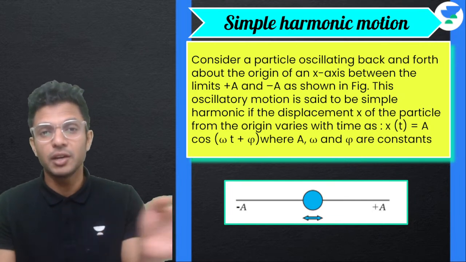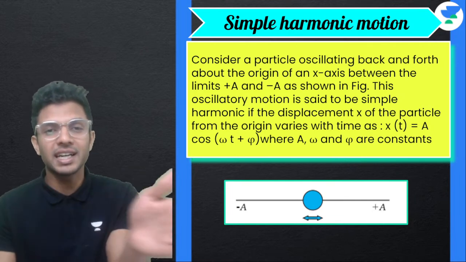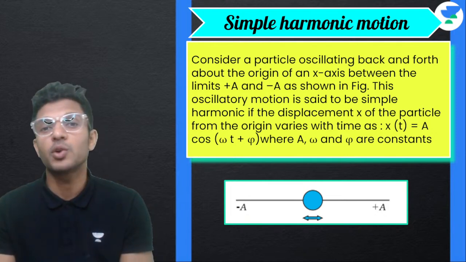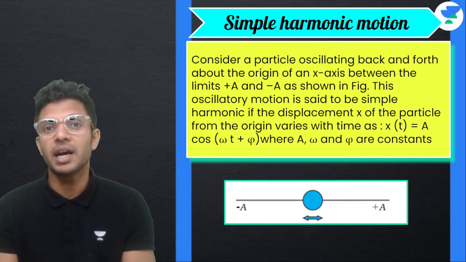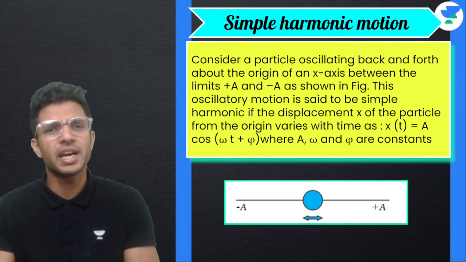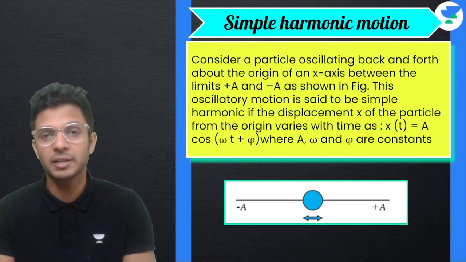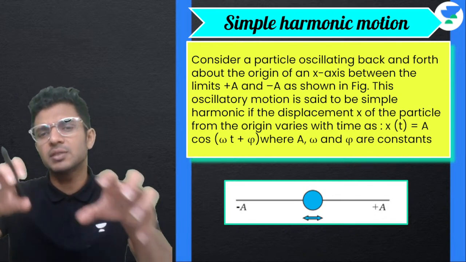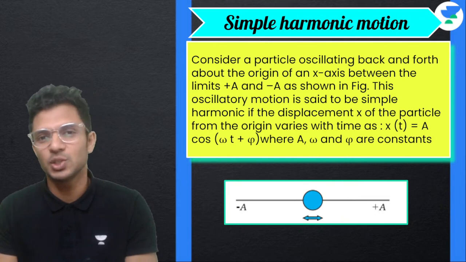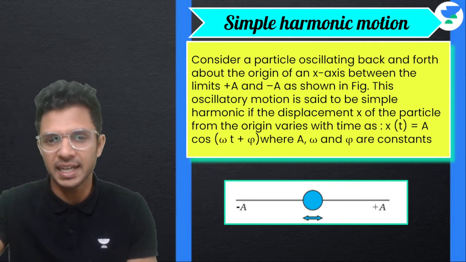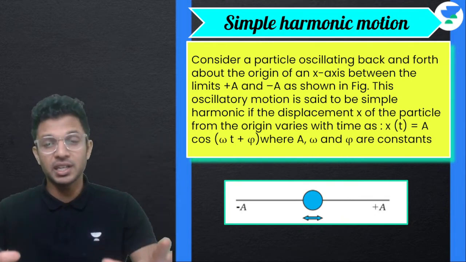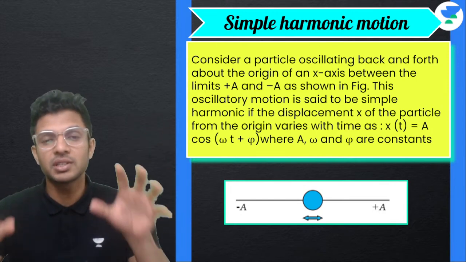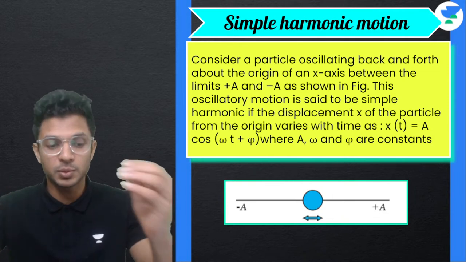Not just that. If a particle is making oscillatory motion, we have seen how to find out the displacement made by that particular particle. So we have done all these things, but still I haven't explained to you what simple harmonic motion is. So shall we get into that? Everyone listen to me here. From this particular lecture onwards, we are getting into the core of this chapter.